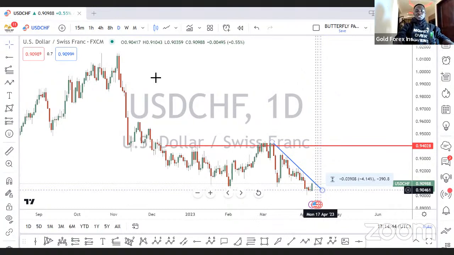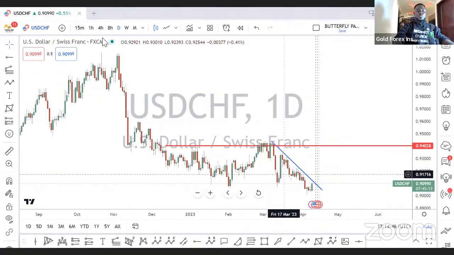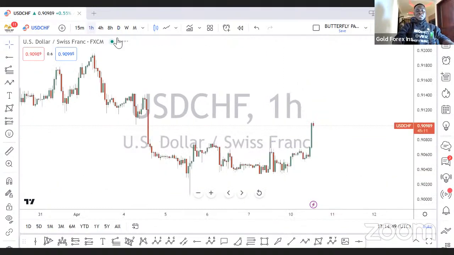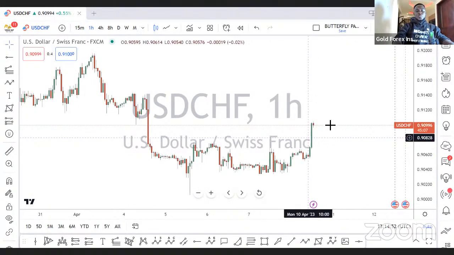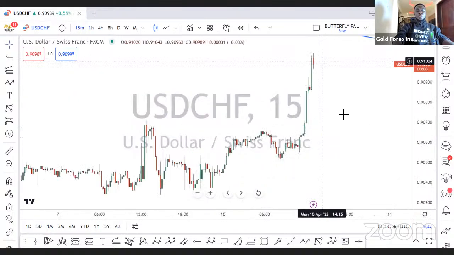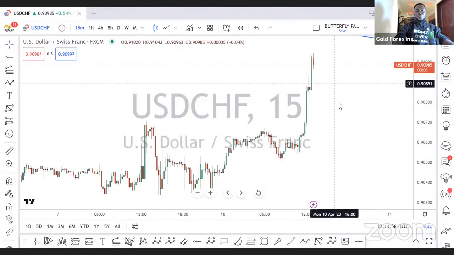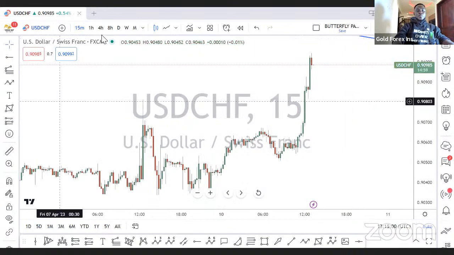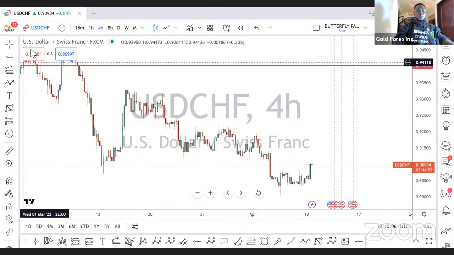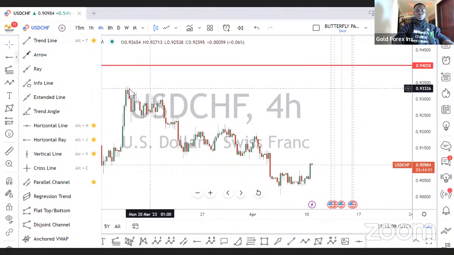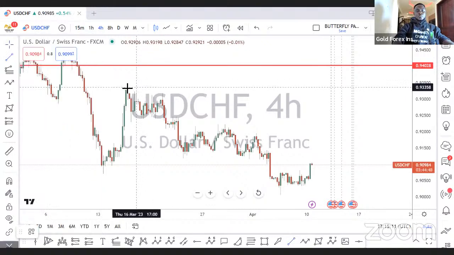So USD CHF is not something I want to look at. It's not a nice setup. But you can use this one as an imbalance, wait for a correction on the lower time frame, like a flag on the lower time frame, then you join to the upside. But it's not an ideal setup I want to look at.